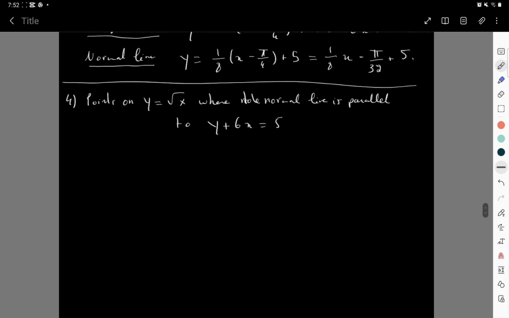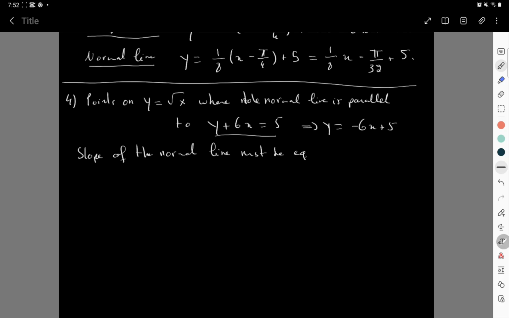Okay. Now, the slope of the normal line. You know that 2 parallel lines have the same slope. What is the slope of this line? I have to write this line as y equals minus 6x plus 5. So the slope of the normal line must be equal to minus 6, because 2 parallel lines have the same slope or are both vertical. Now here, the normal line must have slope equal to minus 6.